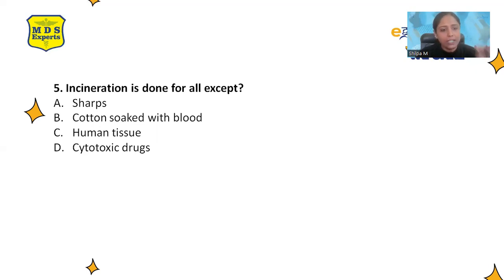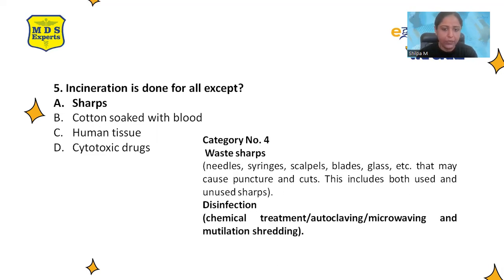Choice C, human tissue, is a category 1 waste. Cytotoxic drugs are category 5 waste. So they are all, the mode of disposal can be incineration. So the answer is choice A, that is category 4, or waste sharps, which are disinfected by chemical treatment or autoclaving or shredding or microwave. So that is sharps like needles or syringes or scalpels, etc.